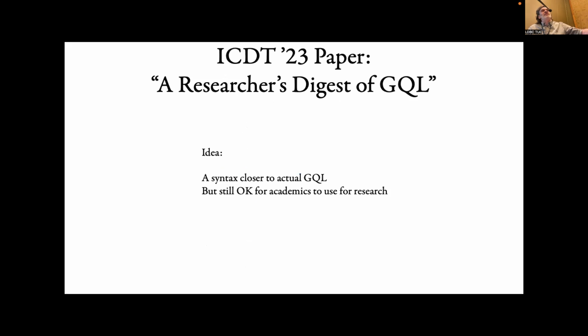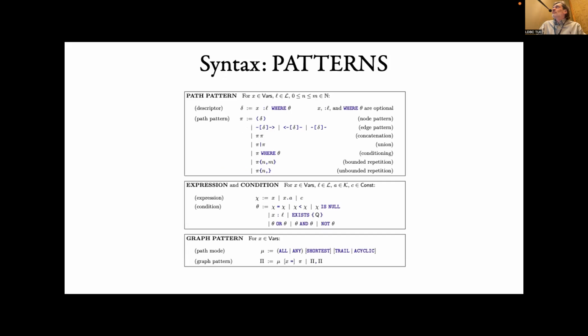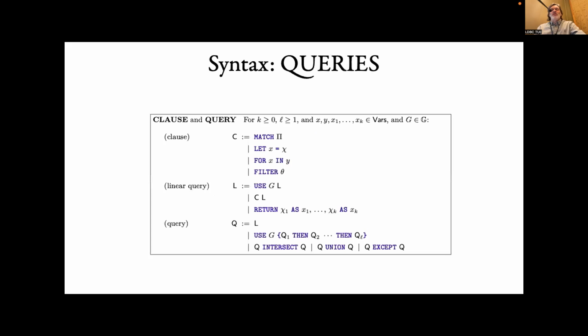Then what we've done in the ICDT paper is called the Researcher's Digest of GQL. The idea is a syntax closer to GQL, but still simple enough for people to understand what's going on. So we presented this language and we gave the formal semantics, right? This was the syntax of the pattern. You see it looks a little bit more GQL-ish the way we presented it there, but it still fits on one slide in slightly smaller form this time. And it's the same as we had before. The only difference is really we added exists as a condition to subqueries.